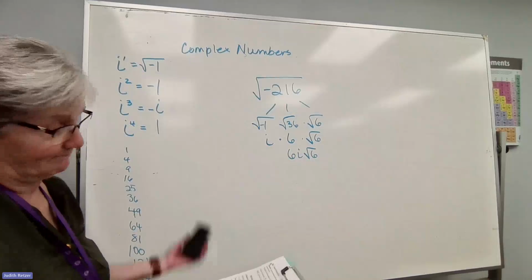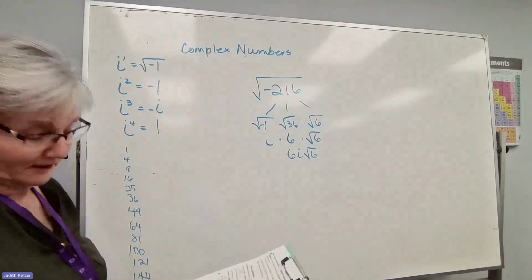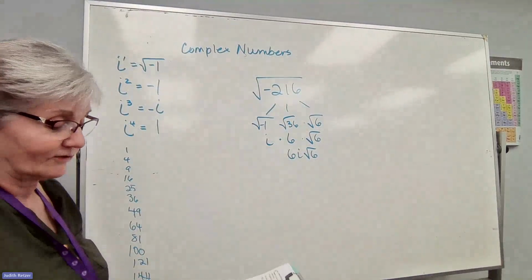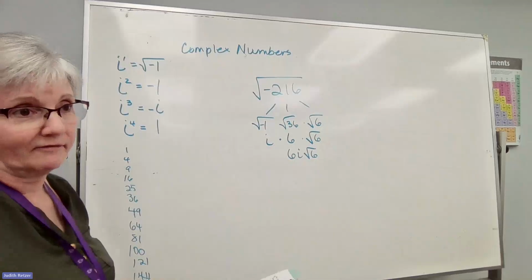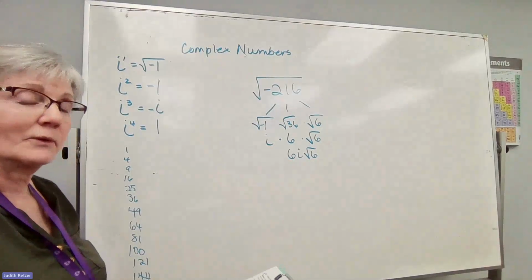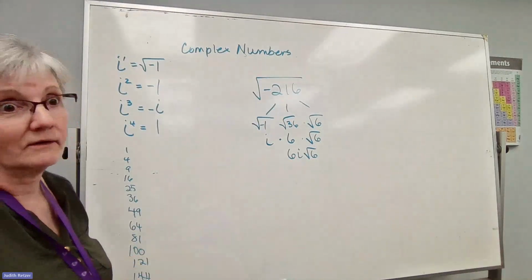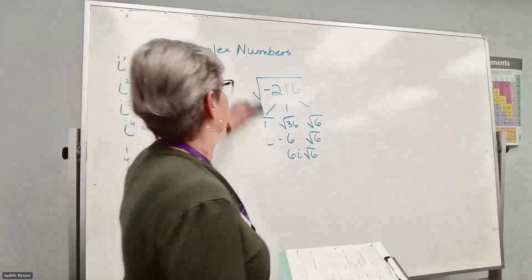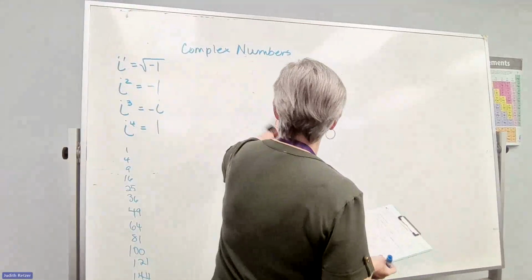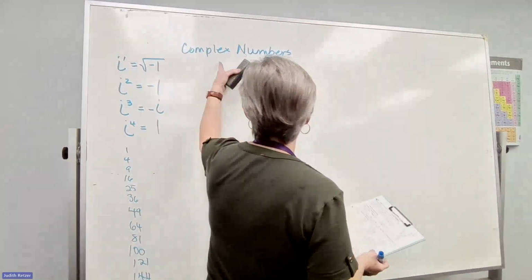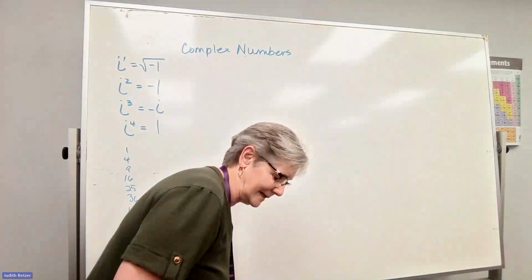Not bad. I think it's kind of fun, because there's never been a time in your math life up to this point where you've been able to take a square root of a negative number. You've always said, oh, that's no real solutions. But indeed there is. It just goes into this complex idea.